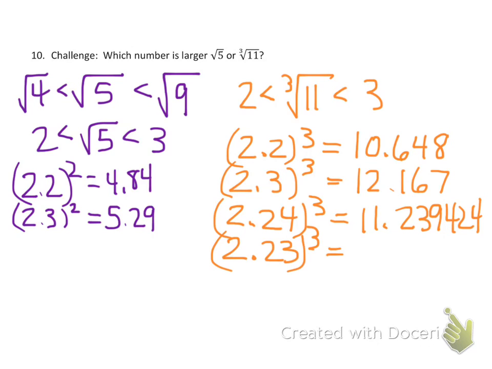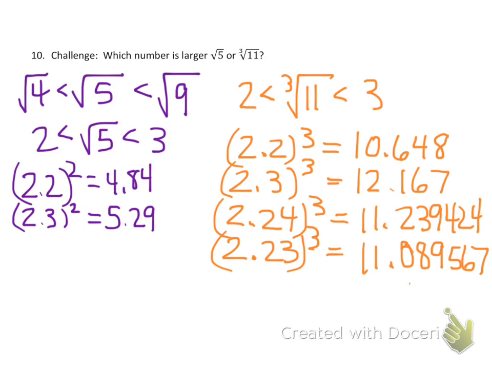2.23 cubed is 11.089567, still too big. Okay, so I know 2.23 is a little bit big. Let's go back and work on the square root of 5. So we want to go to the next place value. We want to go to hundredths.